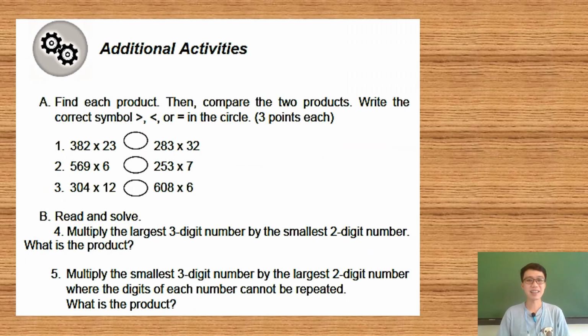Additional activities. Letter A, find each product. Then compare the two products. Write the correct symbol, greater than, less than, or equal, in the circle. For letter B, read and solve. Number 4, multiply the largest 3-digit number by the smallest 2-digit number. What is the product? And number 5, multiply the smallest 3-digit number by the largest 2-digit number where the digits of each number cannot be repeated. What is the product?